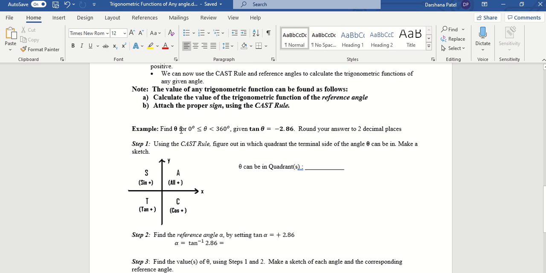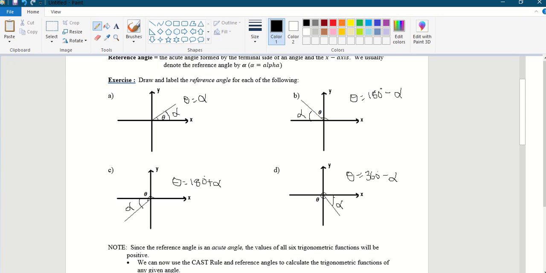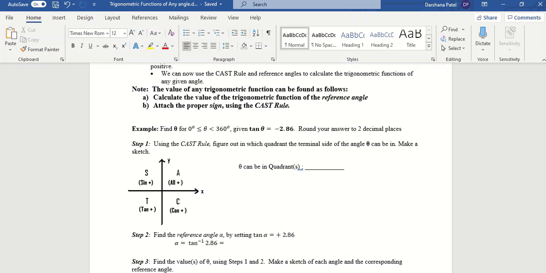It says find theta for 0 degrees to 360 degrees, so theta is between 0 to 360 degrees, given that tan theta equals negative 2.86, and we want to round our answer to 2 decimal places. So we follow 3 steps. The first step, we decide in which quadrant this happens. So we saw earlier how to decide. We have negative tan theta.